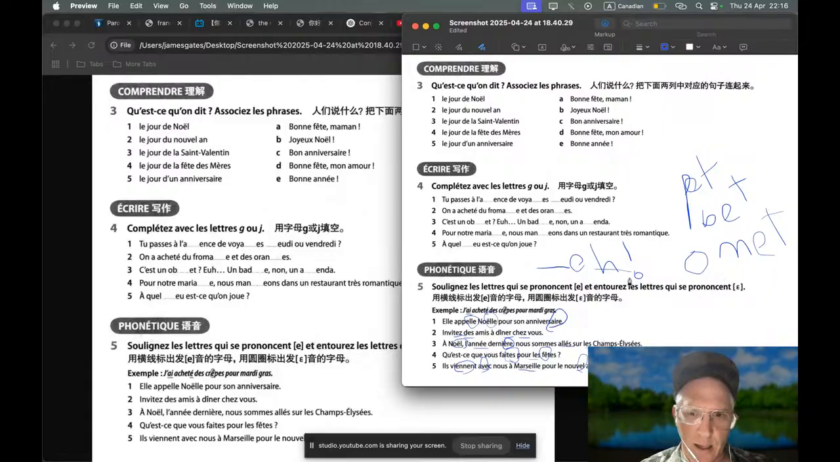Élysées. A. Underline. Qu'est-ce que vous faites pour les fêtes? Il viendra avec nous à Marseille pour le nouvel an. Yeah, I think that's good.